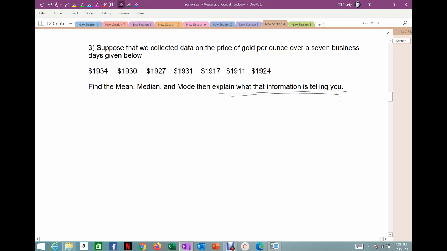Because in the WebAssign, it will ask you to explain that: what is the average telling you, what is the median telling you, what is the mode telling you. Again, it's up to you if you want to solve this with the calculator, or you can solve it by hand. It's a sample, right? It's not all gold prices over all time. So I'm going to add up my scores and divide by 7.